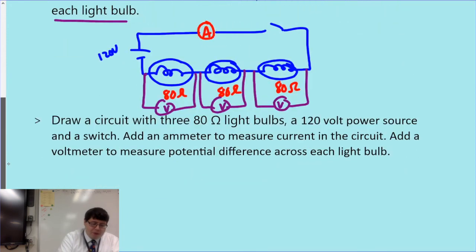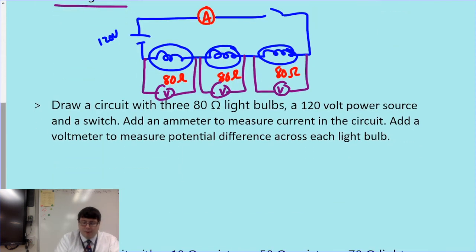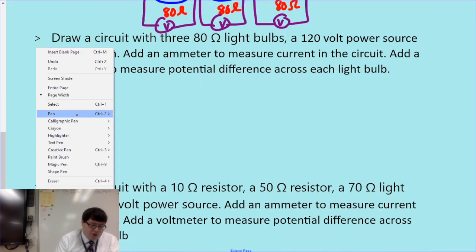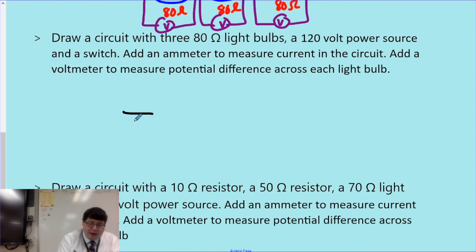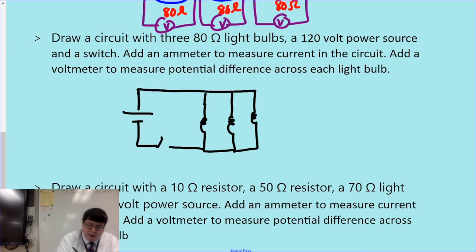Now let's contrast that with doing something in parallel instead. So now we've got three 80 ohm light bulbs, a 120 volt power source and a switch, add an ammeter to measure current in the circuit, add a voltmeter to measure potential difference. Let's go ahead and try this one in parallel instead. Parallel gets its name because it looks like the circuit is all parallel. So I'm going to add my switch in here. Then we can add my light bulbs, now all parallel to each other. And then we're going to bring them back around to my power source.